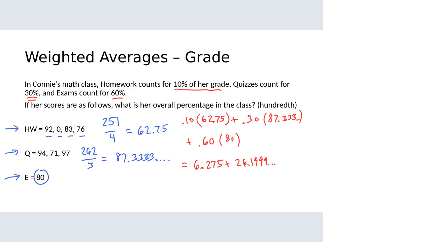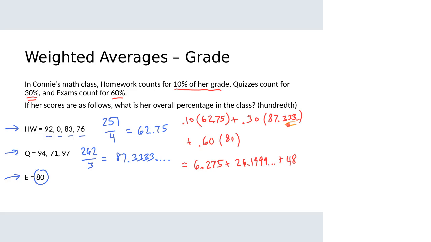I'm actually going to leave that one on my calculator. Actually, I can't, can I? 0.6 times 80 is 48 for the exams. So now I need to add these together to get the overall percentage. A little bit inconvenient to have a non-terminating decimal like this, but that's okay. We'll just type a whole bunch of threes, whatever our calculator will let us put in there.